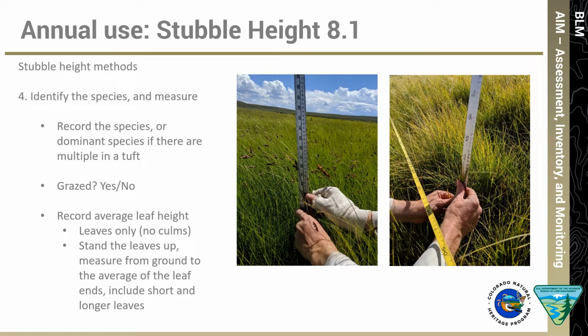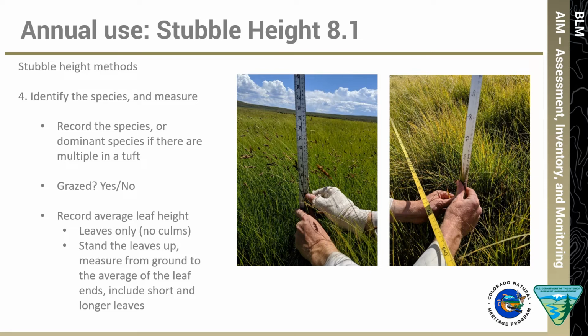Measure the leaf height only, do not measure seed stalks or combs. Determining the average leaf height will take some practice. Be sure to include all leaves within the tuft. The easiest method of doing this is to grasp the tuft, stand the leaves upright, and then measure the average leaf height as shown in the photos on the right.